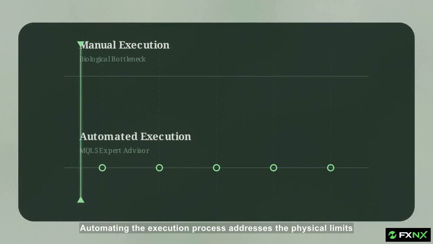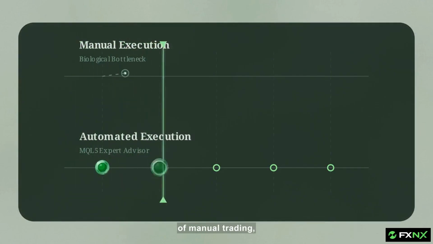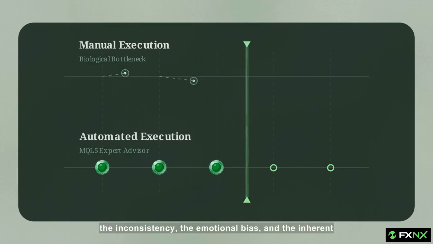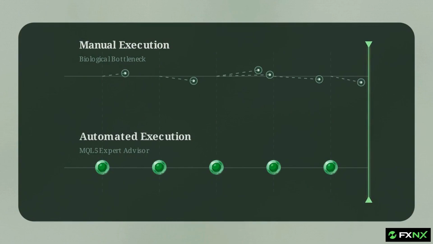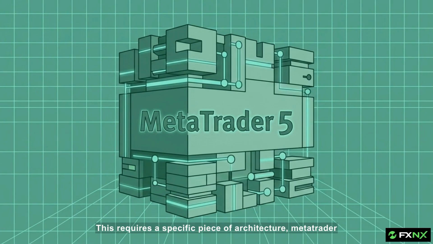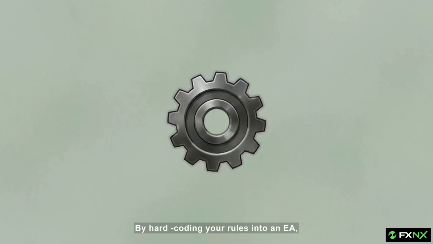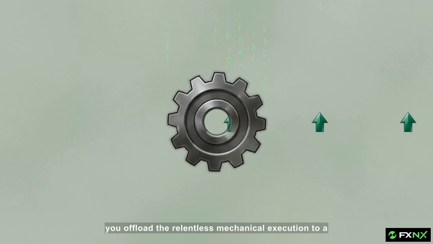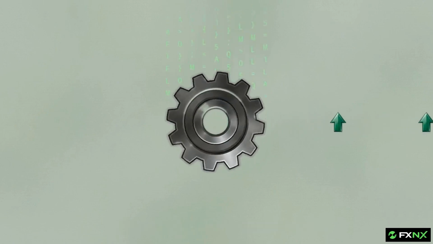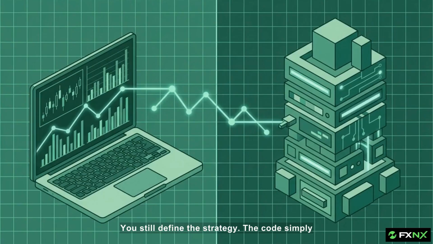Automating the execution process addresses the physical limits of manual trading, the inconsistency, the emotional bias, and the inherent latency of human reaction. This requires a specific piece of architecture, MT5 Expert Advisors. By hard-coding your rules into an EA, you offload the relentless mechanical execution to a machine. You still define the strategy. The code simply executes it with institutional-grade precision, letting you scale your edge instead of testing your endurance.